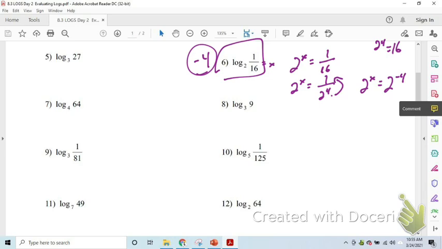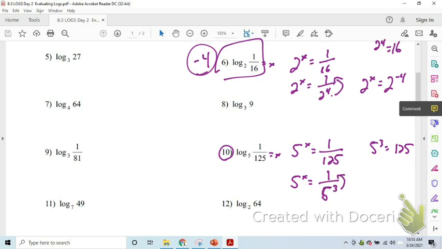Similar story with number 10. So I'll just jump down there real quick. If I set this equal to x, it'd be 5 to the x power is equal to 1 over 125. So 5 to the x is equal to 1 over, now 5 to the third power is equal to 125. So this is 5 to the third power down here. Now you're going to swing it up here like this. So 5 to the x is equal to 5 to the negative third. That's why when you evaluate number 10, you get negative 3.